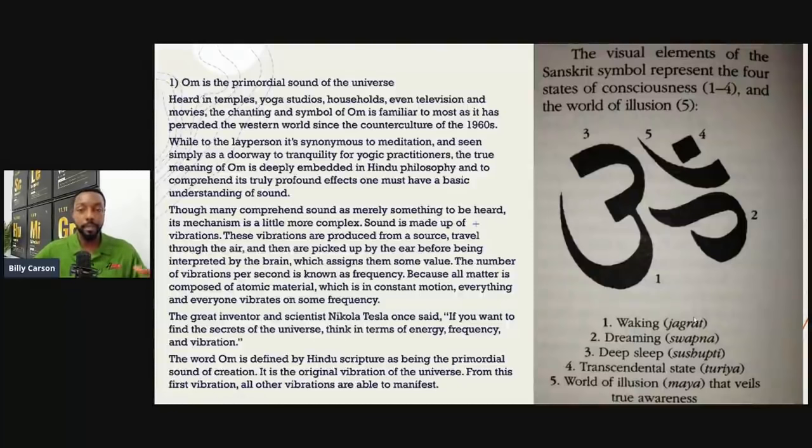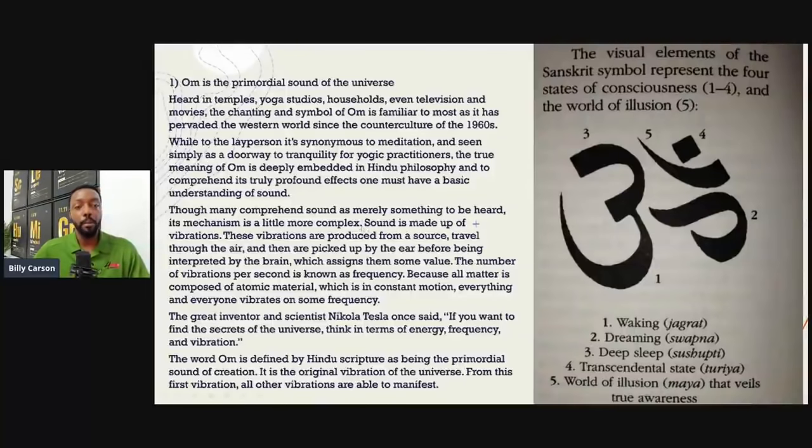So this is amazing that this symbol has not only this idea of meaning, but it also represents a frequency at the same exact time. So it's a very powerful symbol. So let's look into the history and the information about it very briefly.